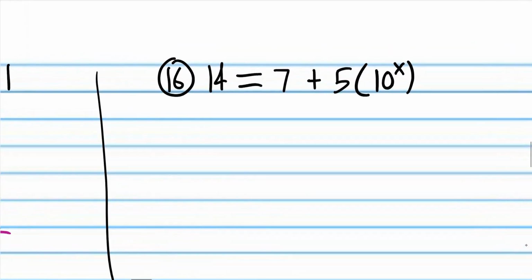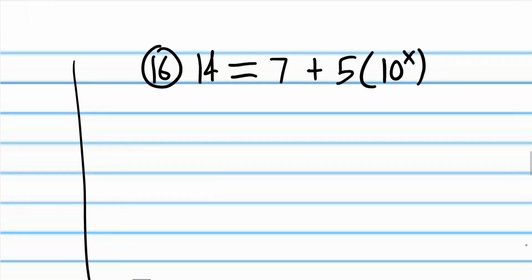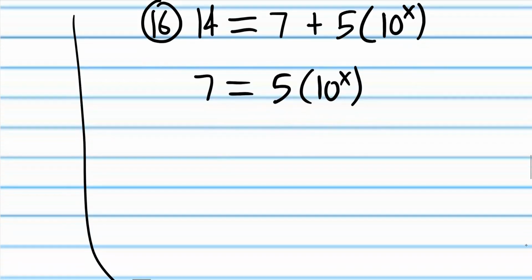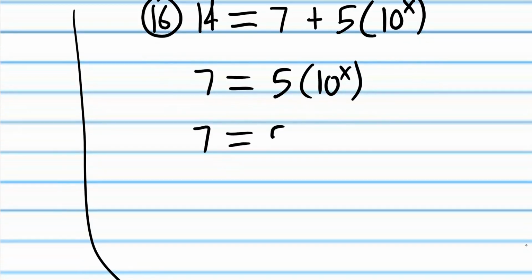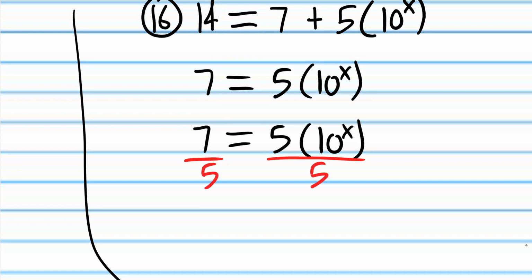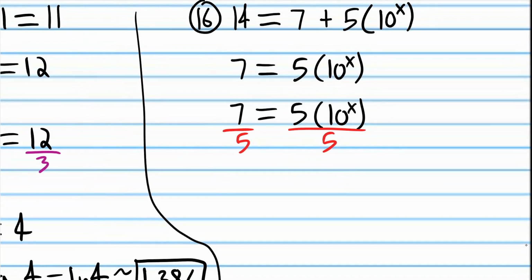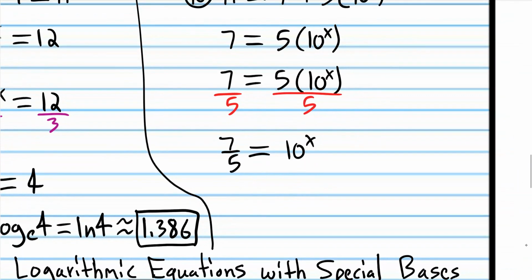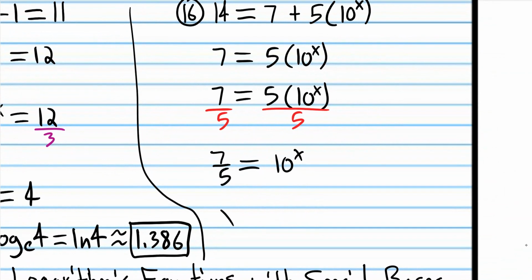Okay, we're back. I'm going to subtract 7 from both sides. Then I'm going to divide both sides by 5, and I'm going to show that because, again, students have a lot of trouble with that notation there. So now we have 7 over 5 is equal to 10 to the x power. And at that point, we're really stuck because we need the calculator to help us.